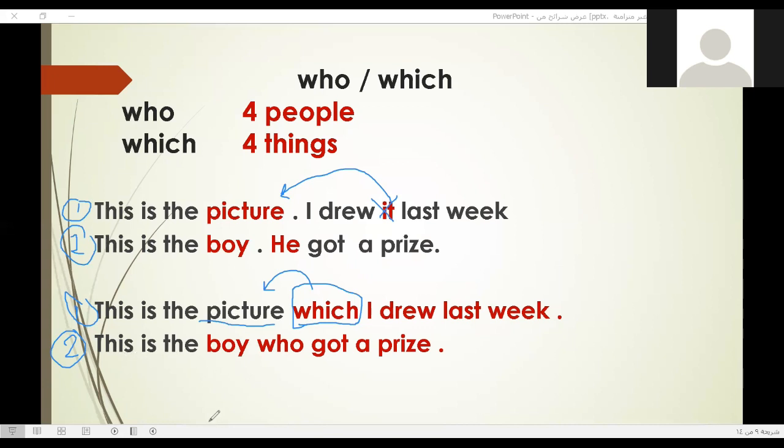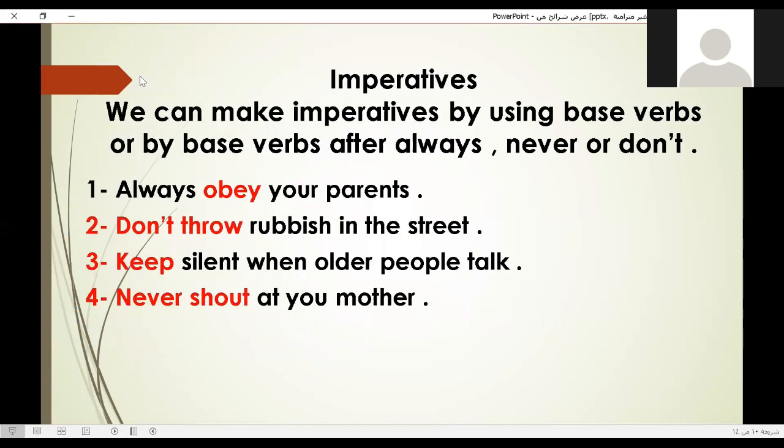This is the boy who got a prize. So we used who to link between the 2 sentences, but why did we use who, not which? Because who is about a person, someone. For people, that's right. Thank you very much. Thanks a lot. The last thing now, I guess, is imperatives, okay? The correct form of the imperative.